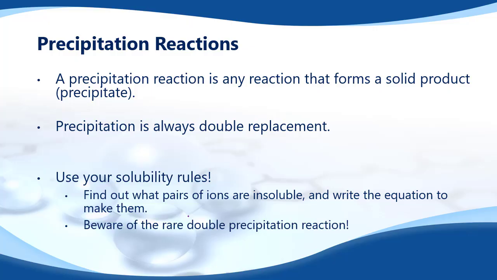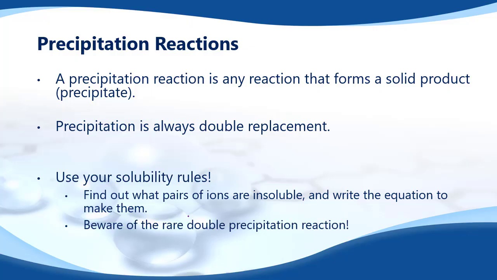And one thing I will point out that you should be aware of is occasionally you'll get a reaction where both products are precipitates. So you have the very rare what's called double precipitation reaction. So just keep that in mind as a thing that can happen. It's not always just one precipitate.